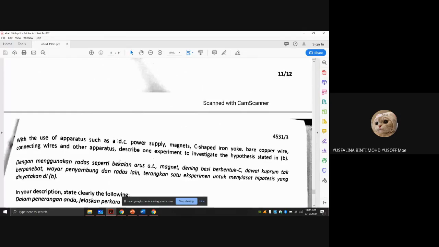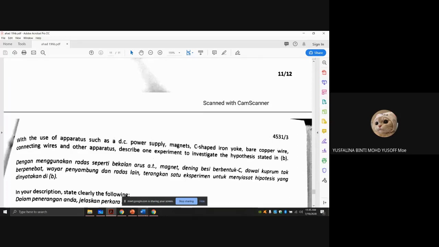There is a clue given in the apparatus: power supply, magnets. In your chapters from Form 4 until Form 5, which one involves magnets? Of course, the chapter on electromagnet. So it means the experiment comes from that chapter. This is the clue that you can get. What experiment is this actually?